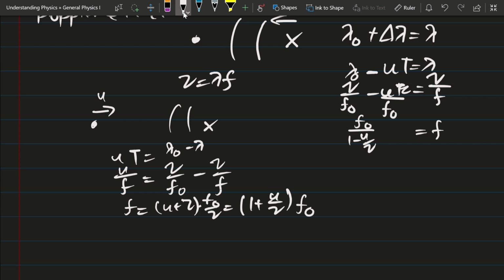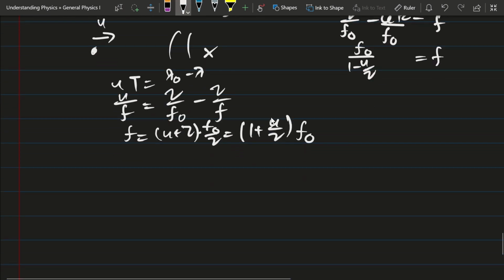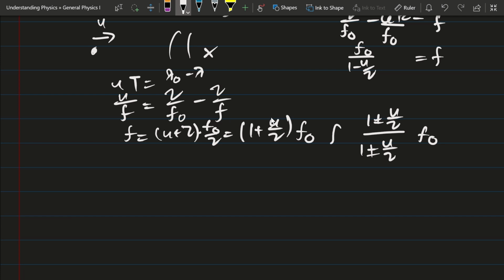And so you could actually combine these two things together. So it will be 1 plus or minus u over v, over 1 minus or plus u over v, of the f0. But you need to remember which one is the positive side and which one is the negative side. That's something that you need to observe. So this is of the observer, this is the source. So that's a way for you to describe the Doppler effect.